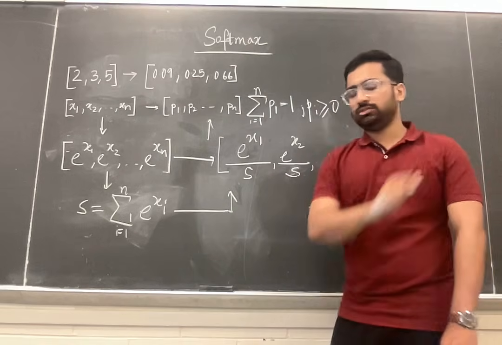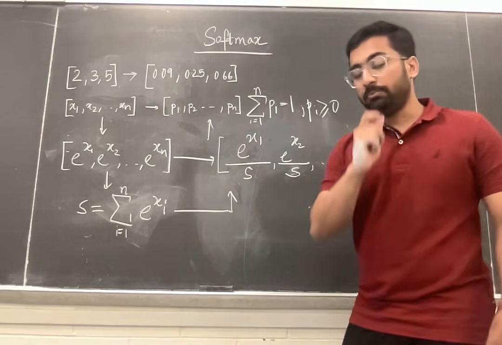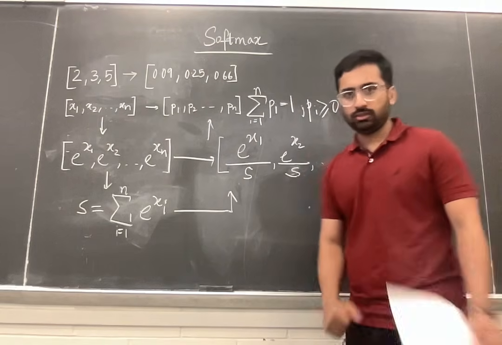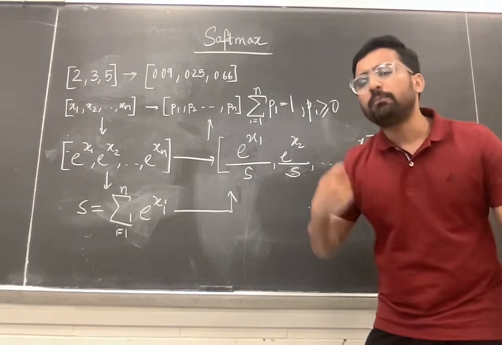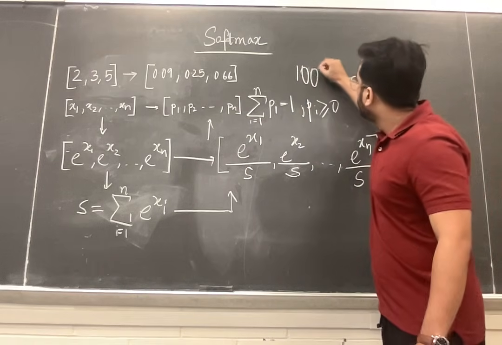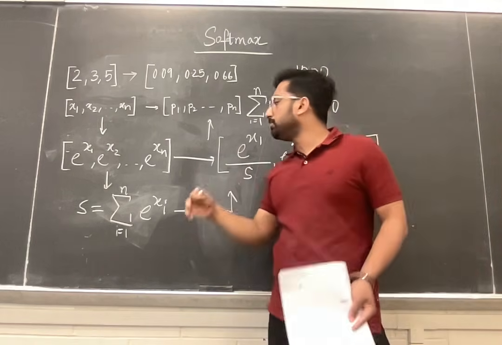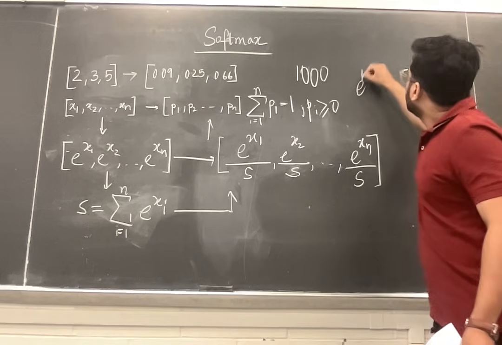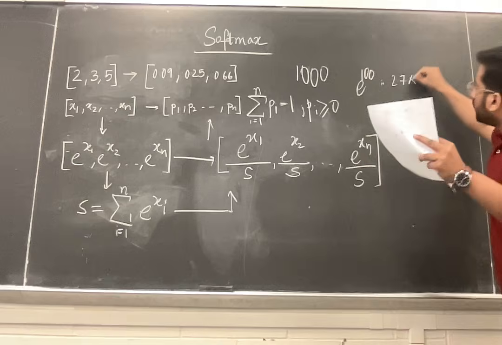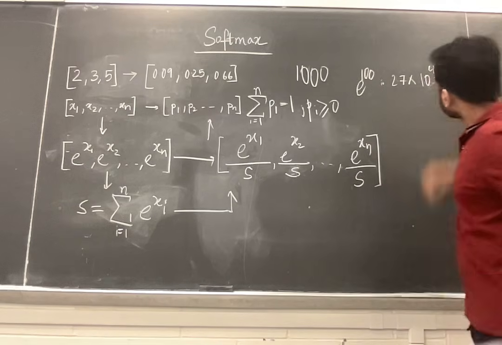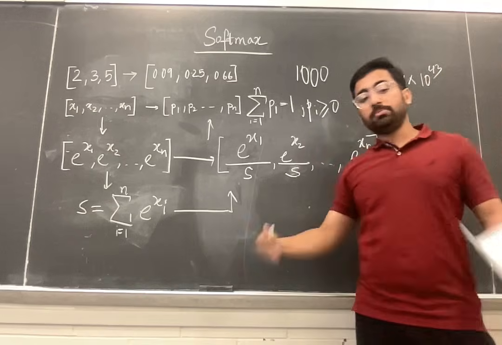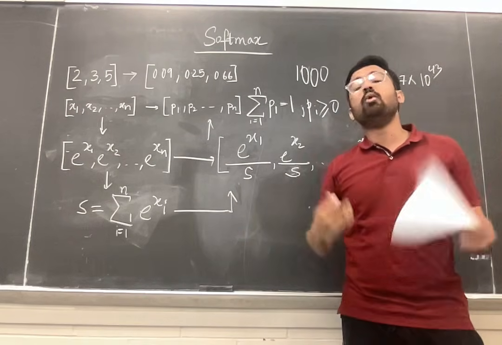But there is a catch, which is from a computational point of view. The catch is, what if the number becomes very, very large? Let's say 1000. Then the floating point operation e to the power, in fact, e to the power 100 is around 2.7 times 10 to the power 43, if I'm not wrong. That's a lot for the computer to store. Imagine 10 to the power 10, that will be more.